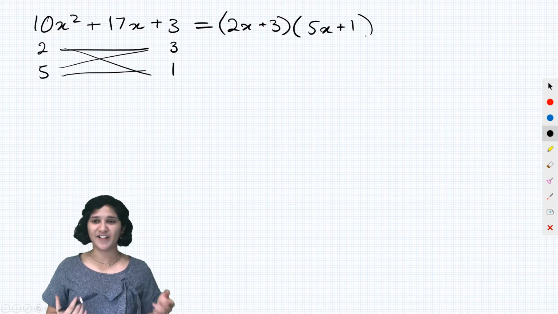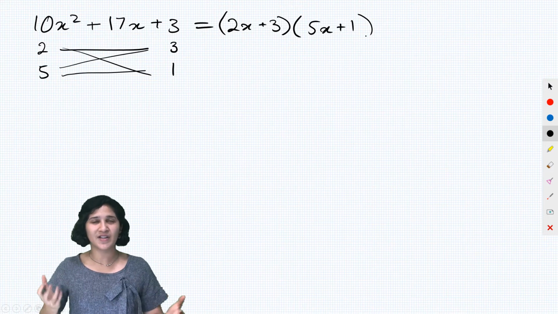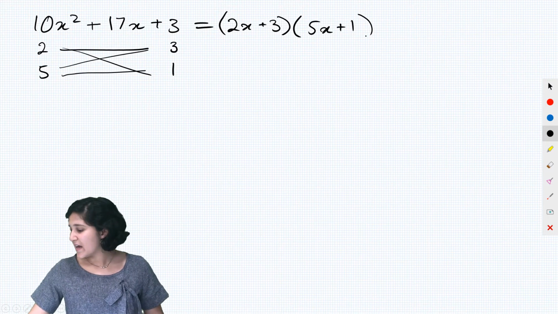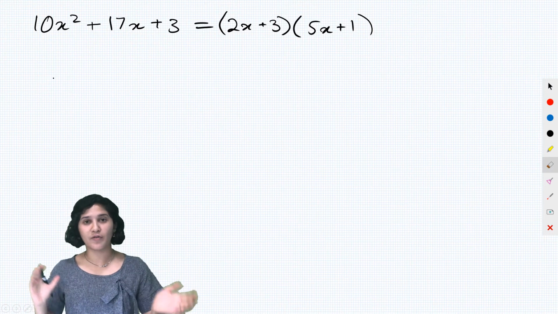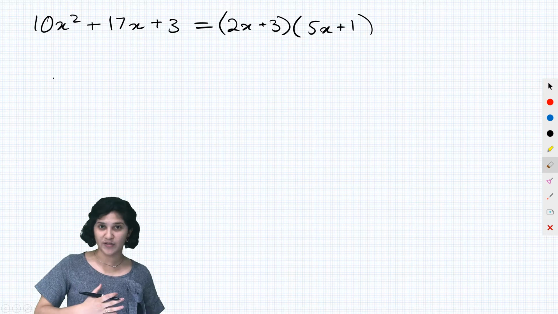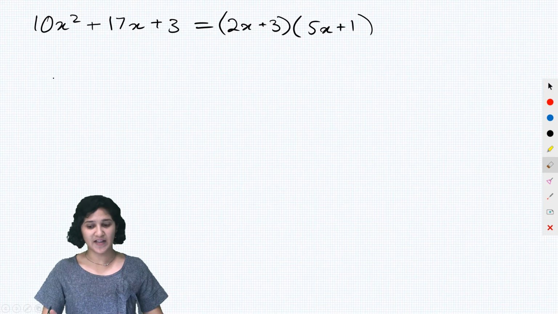Okay? So I personally really don't like this method when I'm just purely doing trial and error, because it can get really frustrating, especially if you're in the middle of a test or something and you just can't come up with the right factors. So what I actually do is I use a combination of the splitting the middle term and the cross method, and that kind of gives me the fastest way to get to the answer.